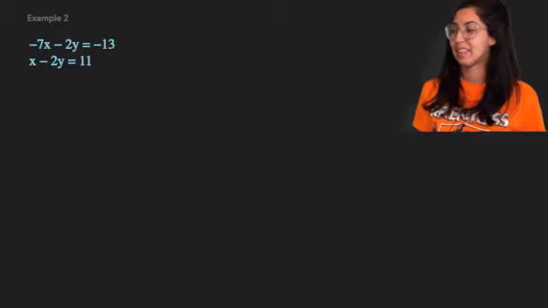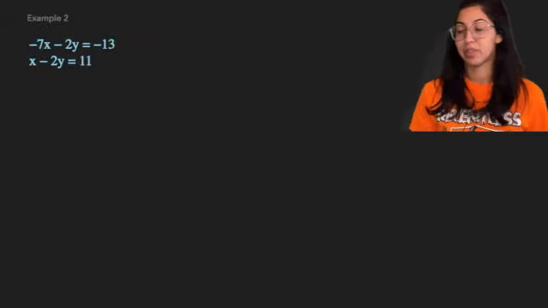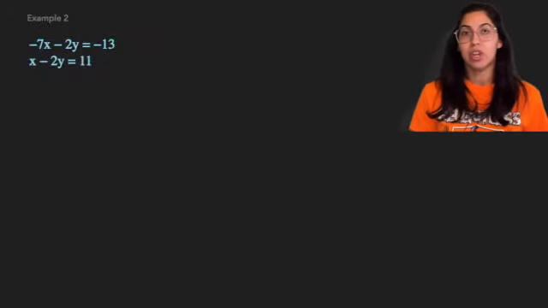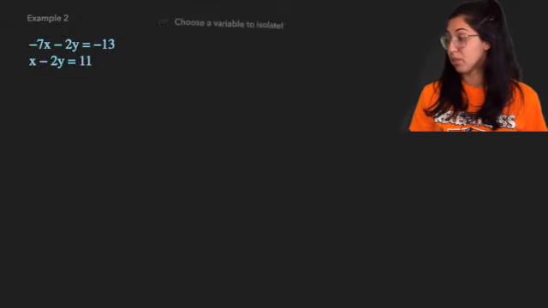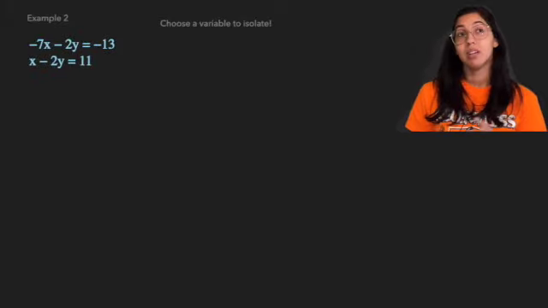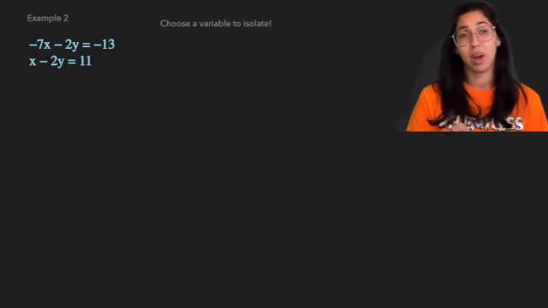Okay, next example, we're going to go on to -7x minus 2y equals -13 and x minus 2y equals 11. If you notice on this one, we don't have an isolated variable, so I need to choose a variable to isolate. Normally, because you guys are so used to solving for y, you'll want to just out of habit pick the y.